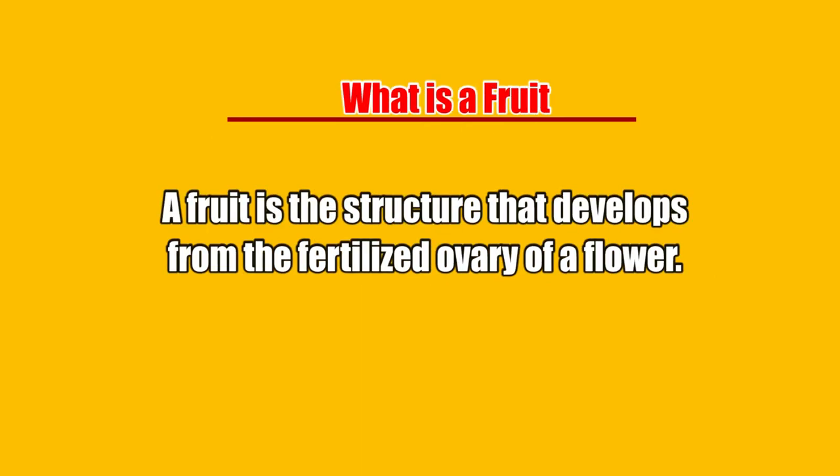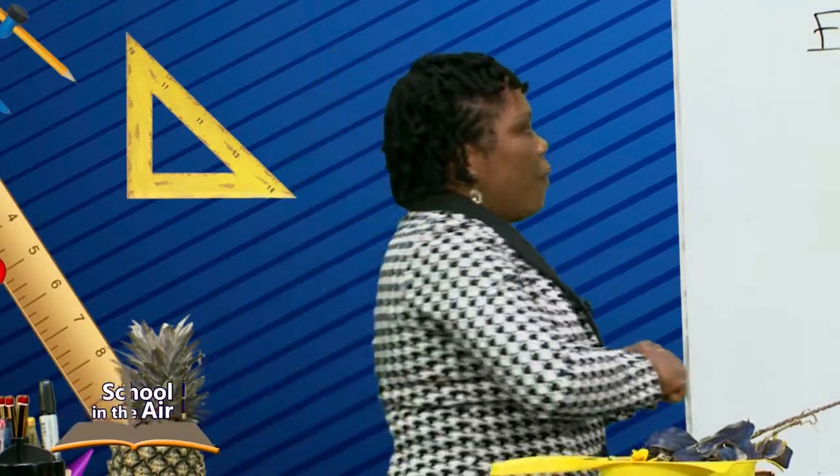Now, a fruit is defined as a structure that develops from the fertilized ovary of a flower. Let's take that again. A fruit is defined as a structure that develops from the fertilized ovary of a flower. Every plant that has a flower has the ability to produce fruit. Now, before we understand how fruits are formed, we want to cast our mind back to the process of pollination and fertilization. To be able to do that, we want to consider the structure of a simple flower.